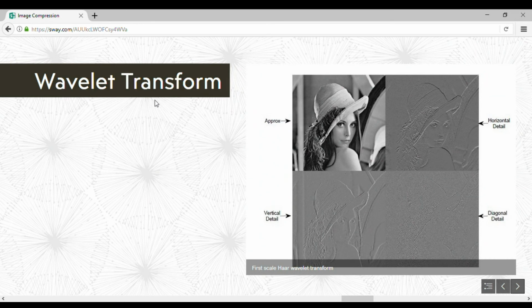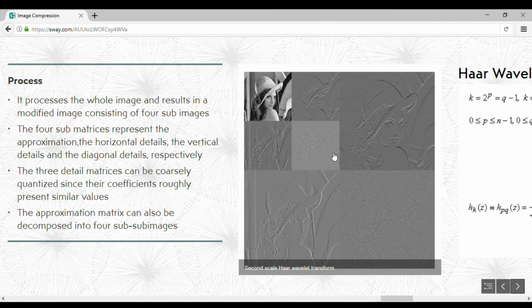Wavelet transform. The compression logic in wavelet transform works by processing the whole image and generating 4 sub-images, namely approximation, horizontal details, vertical details, and diagonal details. Since the last 3 sub-images are highly correlated, they can be coarsely quantized, thereby reducing the image size. Moreover, we can also decompose the approximation matrix into 4 subimages as shown here, which is the second scale transform.